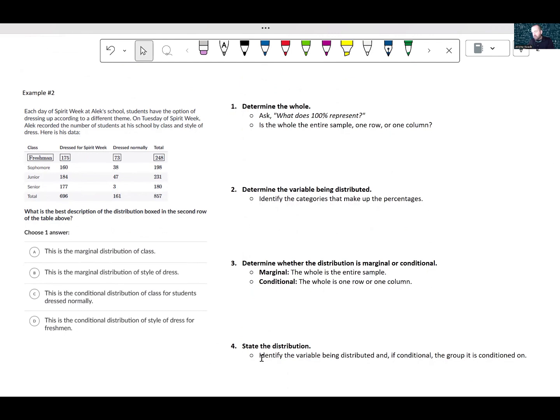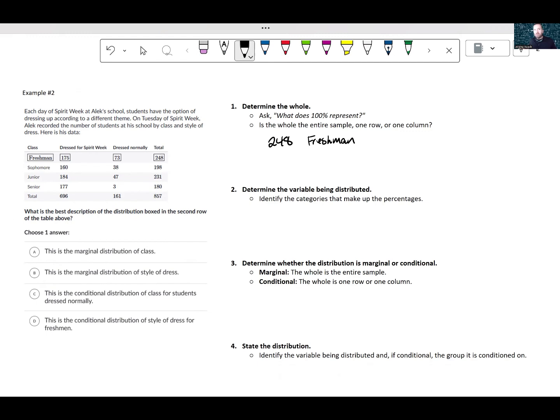And the question here says, what's the best description of the boxed information in the second row of the table? So this is our first row, just the words, and this is our second row of our table. So it wants to know what's the best way we can describe that. So again, we'll go through these steps. What 100% represents in this case is 248 freshmen.